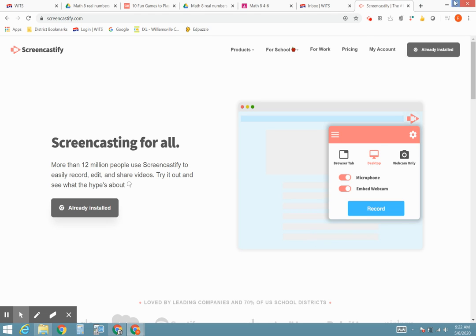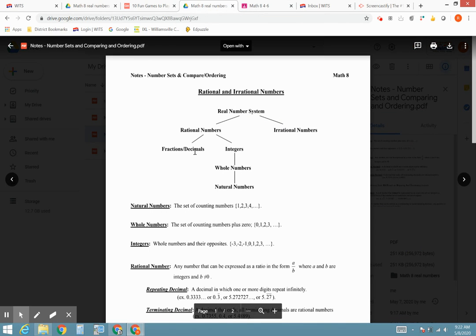Hi, everybody. We only have 2 units left in our school year. We have our real numbers that we're going to start today, and it's a super quick couple day unit. And then we have polynomials.